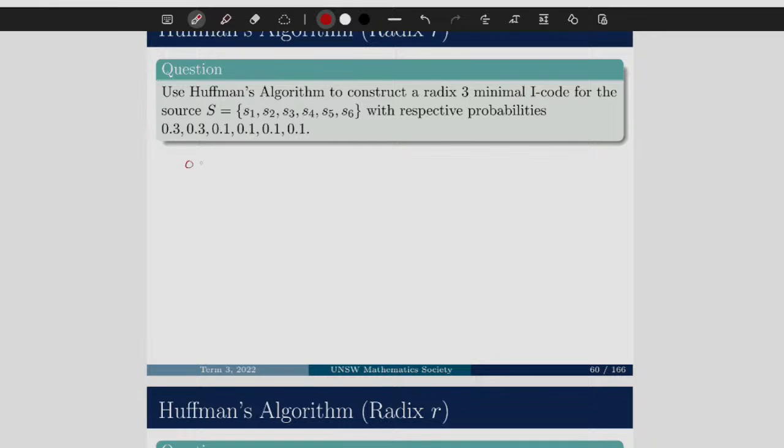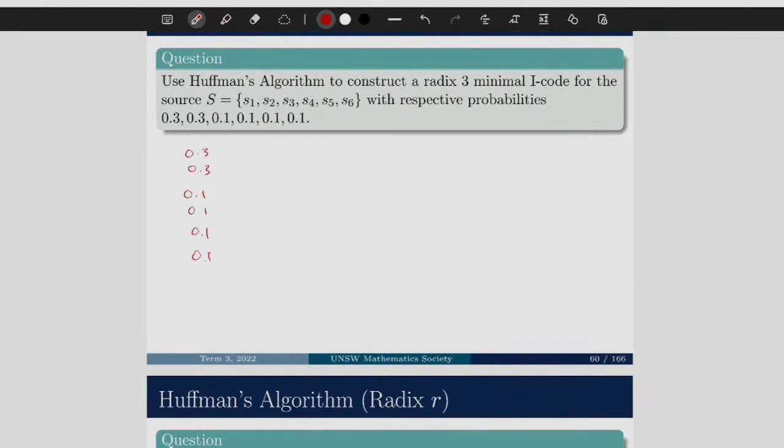Okay, so 0.3, 0.3, and a bunch of 0.1s, right? And if I just look at this really quickly, I can say, oh, okay, because I'm with radix 3, I actually don't have the correct number of symbols, right? So what I'm going to do is add a dummy symbol with probability 0. And now, because I've added my dummy symbol, I'm going to be using Huffman's algorithm as I was doing earlier, except instead of combining the last 2 branches, because it's radix 3, I'm combining the last 3. So these last 3 added together is going to be 0.2.